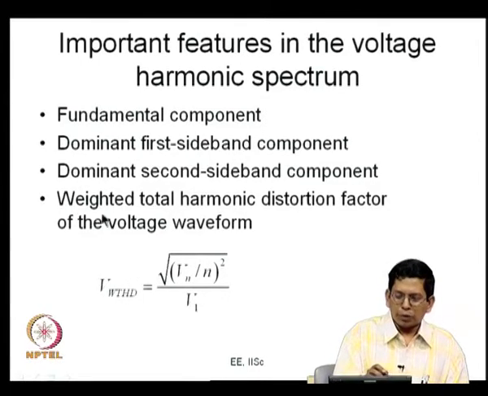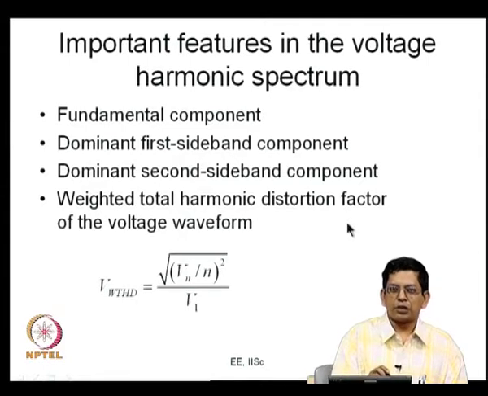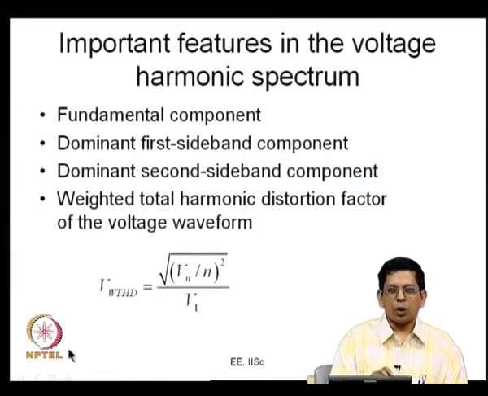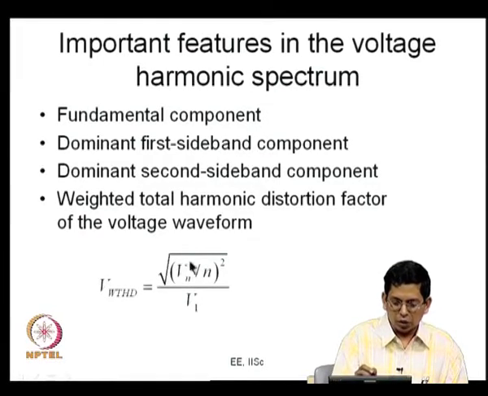And the other component, which is a very quantitative measure that gives you a more detailed picture of the harmonic distortion, is the weighted total harmonic distortion factor of the voltage waveform. What we have is a voltage waveform, and it has a harmonic component which we can call Vn, the nth harmonic. So, that Vn by n, whole squared, for all n that exist in it, except for n equals 1, all the harmonics like 5th, 7th, 11th, 13th, are added up.